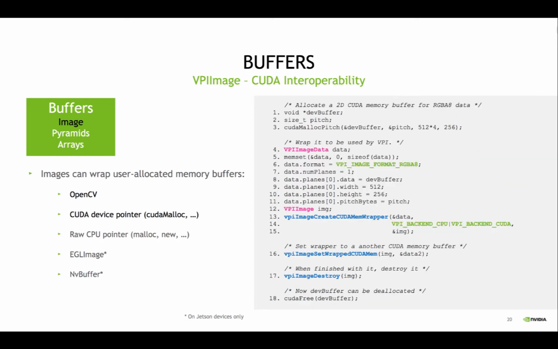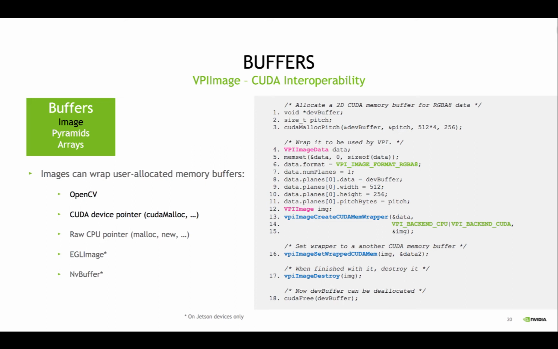In this example here, we wrap a CUDA memory block, such as the ones allocated by the cudaMallocPitch function. In this case, the syntax is a little bit more complex, but not too much. In lines 5 to 11, we fill the VPIImageData struct with the information we know about the CUDA memory, such as the format, number of planes, number of bytes in a row, the so-called pitch, dimensions, width, height, and the pointer to the memory, etc.